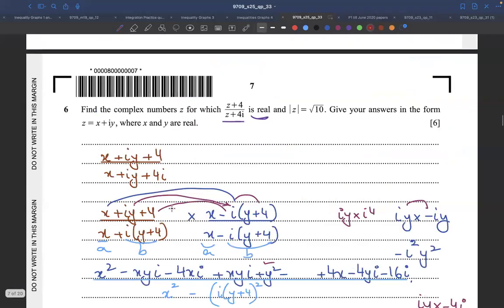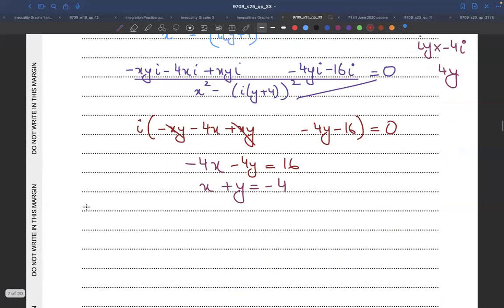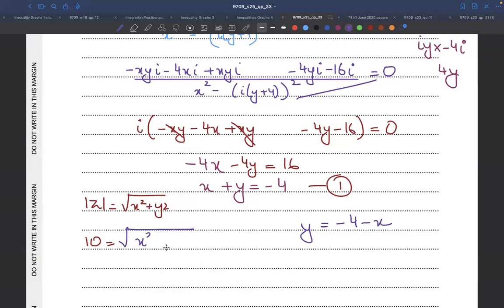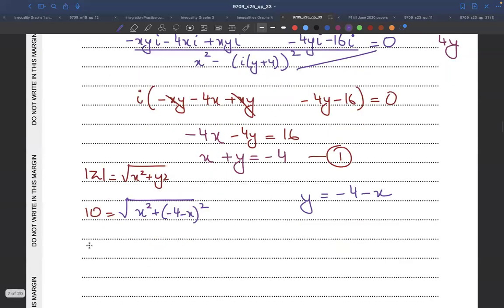The modulus of z is given as root 10. So the modulus of z is given by root of x squared plus y squared. And that is given as 10 over here. From the first equation over here, we can say that y is equals to minus 4 minus x. So we can write this as x squared plus minus 4 minus x whole squared. Taking the square on both the sides, we'll get 100 is equals to x square.